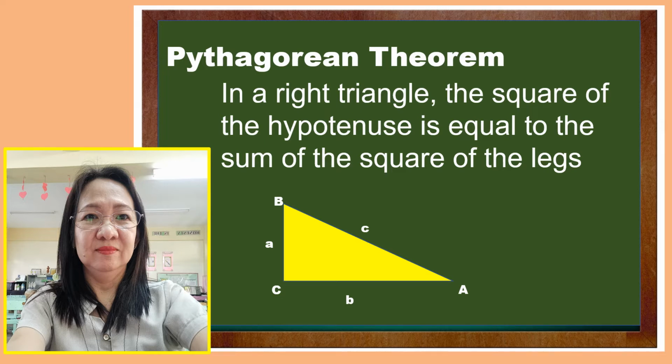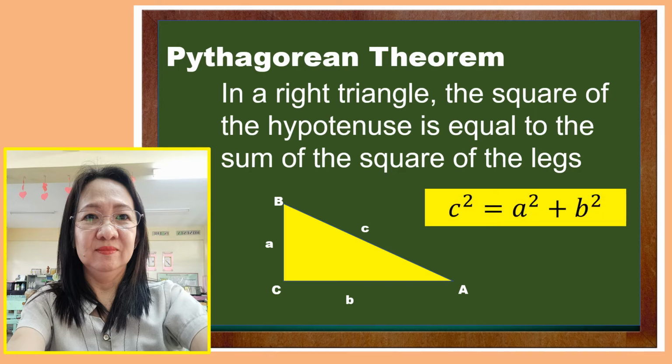Now using the description that we have, we can write this in the formula. So the square of the hypotenuse, we have c squared, is equal to the sum of the squares of the legs. That's why we have a squared plus b squared.